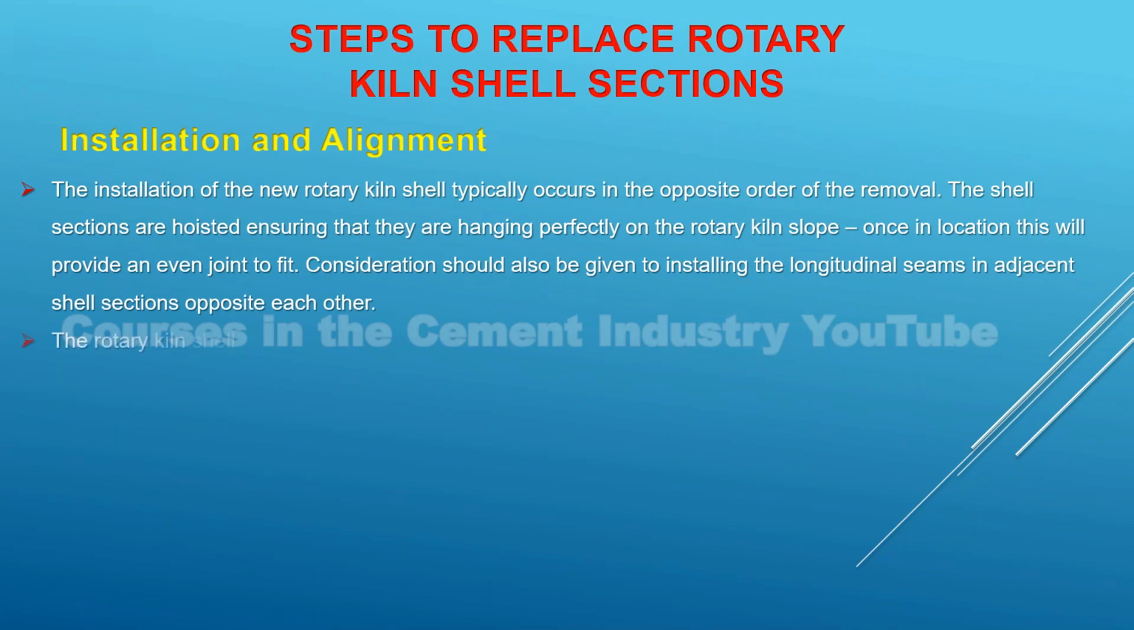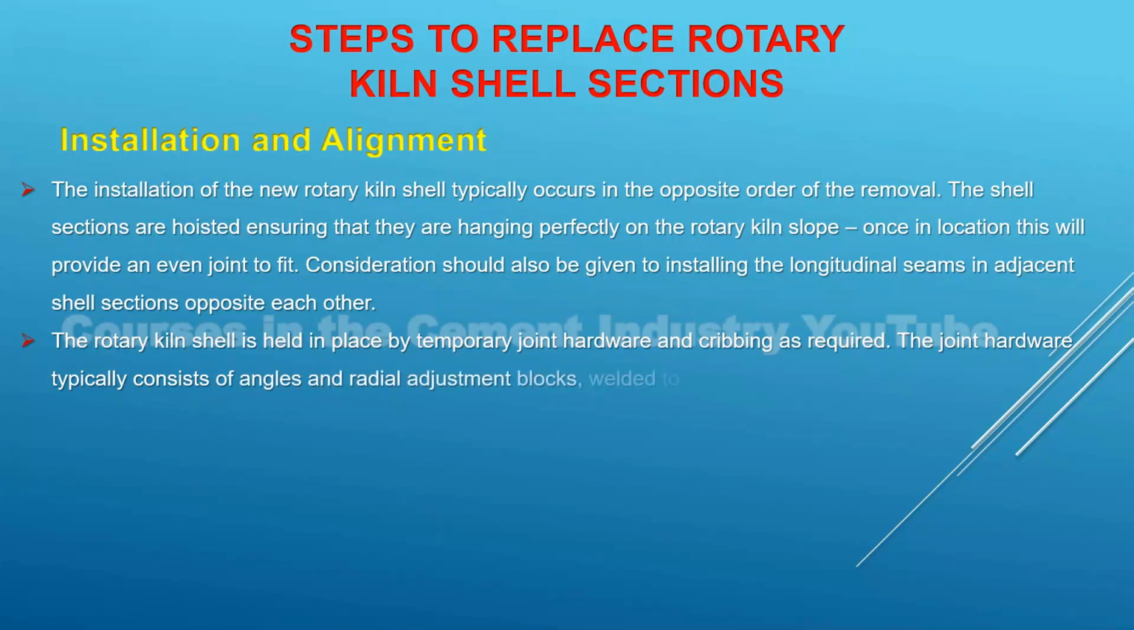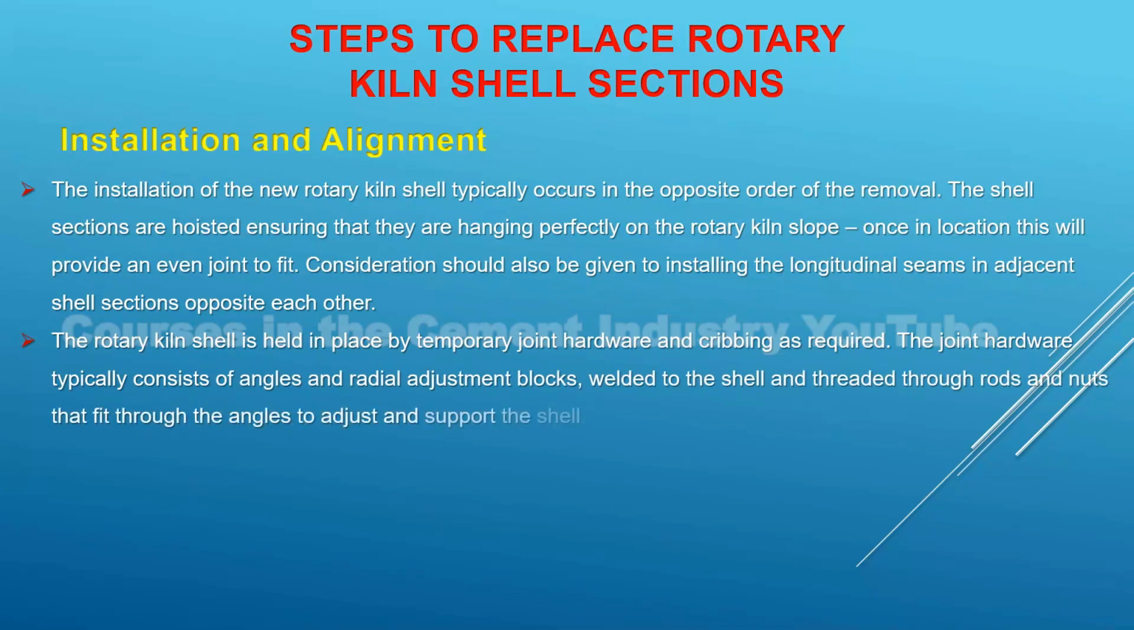The rotary kiln shell is held in place by temporary joint hardware and cribbing as required. The joint hardware typically consists of angles and radial adjustment blocks, welded to the shell and threaded through rods and nuts that fit through the angles to adjust and support the shell.